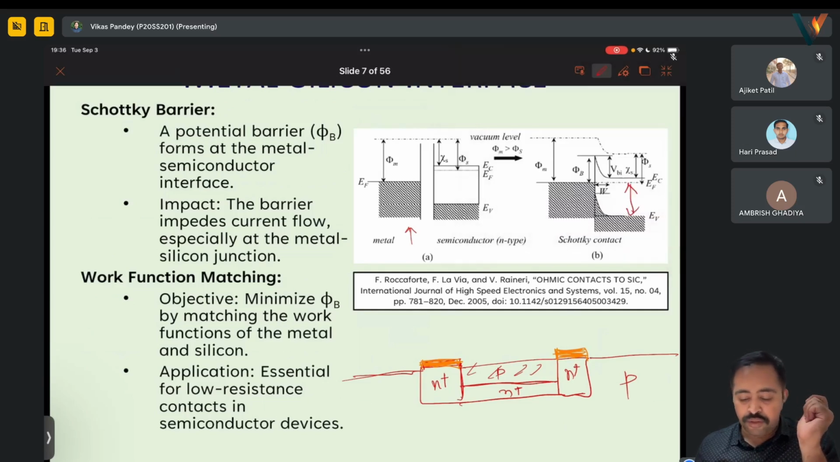There is a way that we have to minimize the phi b, that is the difference in their work function, by matching the metal. It should not be that any metal is deposited on the surface. That's not possible. If it is silicon, we have to take care what metal has to be deposited and how it has to be deposited, because we want no resistance due to this metal-silicon interface.